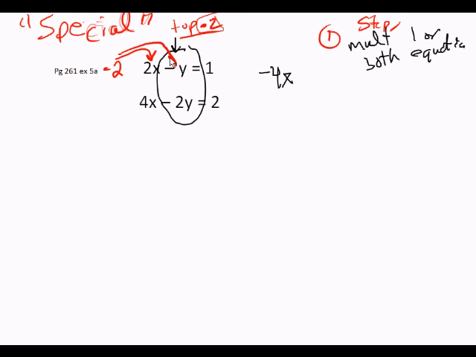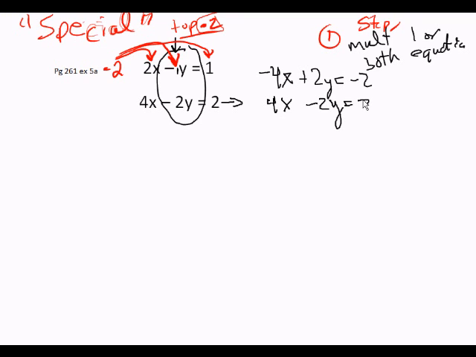-2 times 2x is -4x. -2 times a -1y, there's an invisible 1 there. Negative times a negative is a positive 2y. And then -2 times 1 is a -2. So I just multiply the top row by -2. It changed the signs of everything there also.